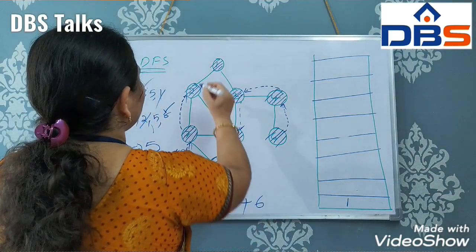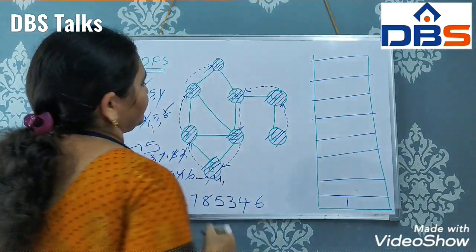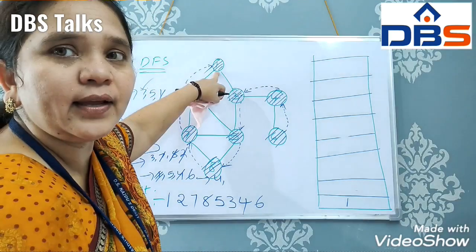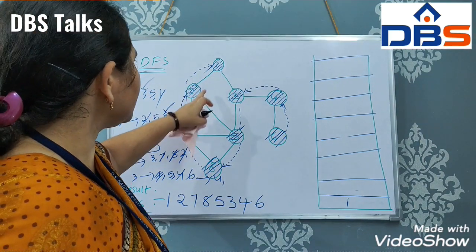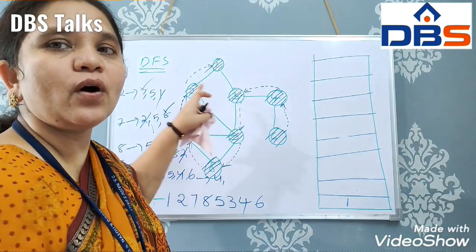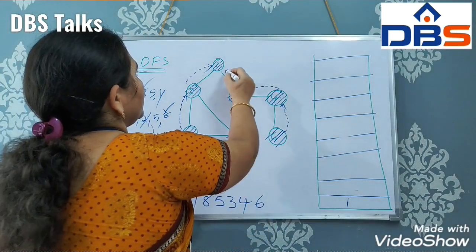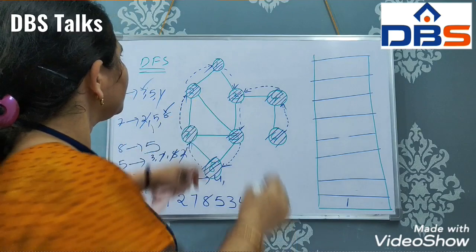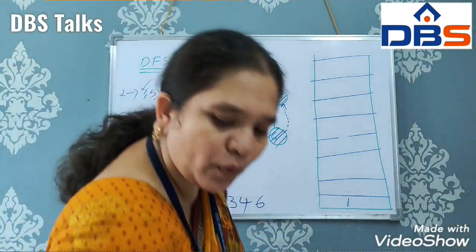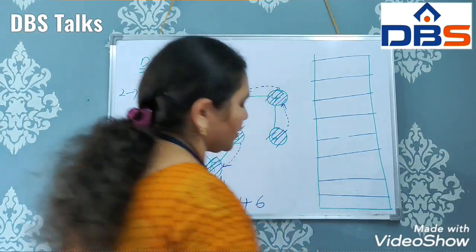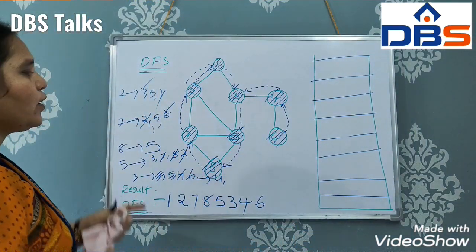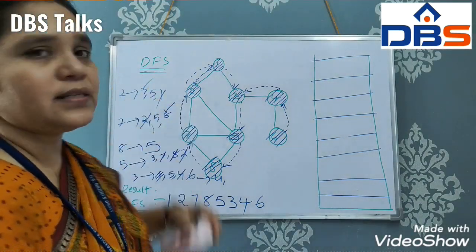Next, 1. From 2 where do we have to go? 1. So 1 is already visited. What are the adjacent vertices of 1? 2, 3. All are visited vertices. There are no unvisited vertices. That's why we need to pop 1 from the top of the stack. Now the stack is empty. So in this way we need to perform the depth first search.